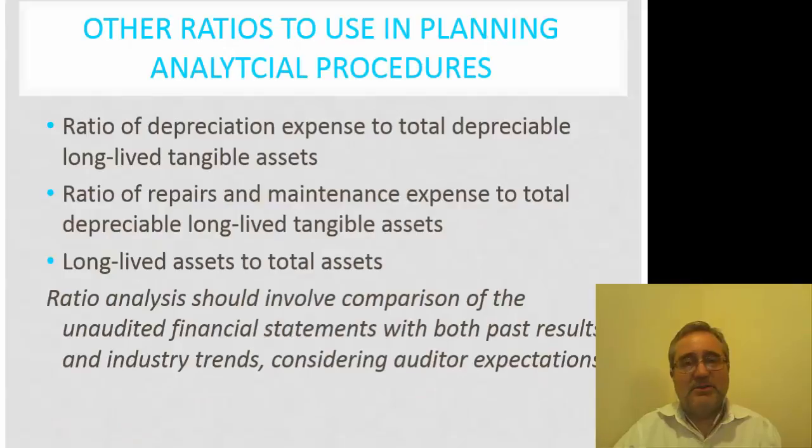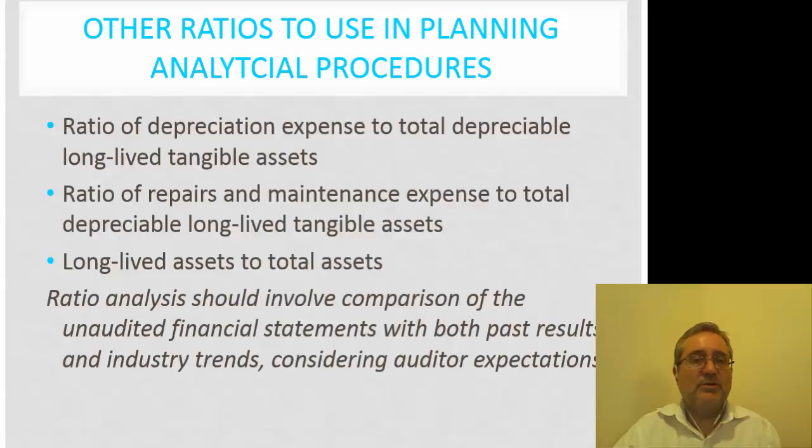In the planning stage, and keep in mind in the planning stage we are attempting to determine the risk of material misstatement. What we're doing is looking at ratio analysis from the perspective of directing our attention to specific risk areas. So things like the ratio of depreciation expense to total depreciable long-lived assets. If we do this comparison from year to year, theoretically, if assets are being brought on in a routine basis, that percentage is really not going to change from year to year.